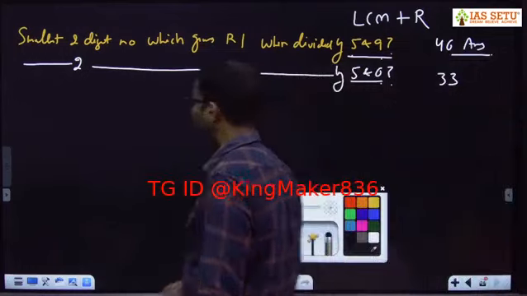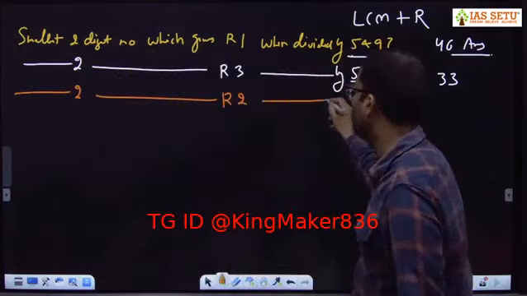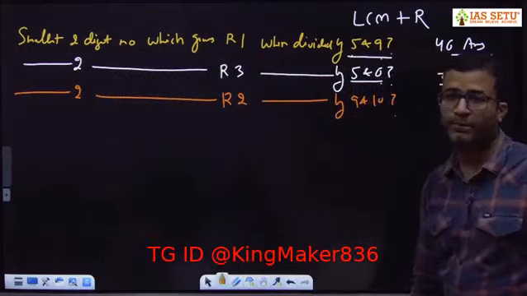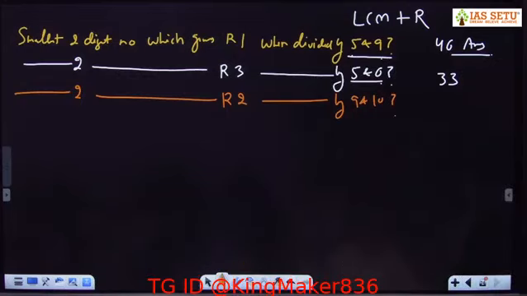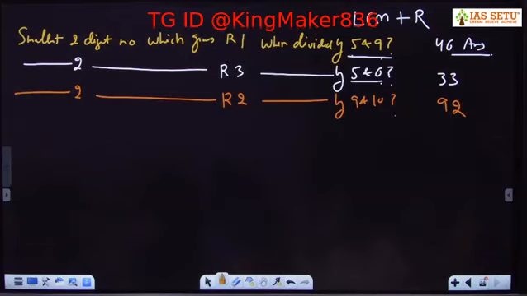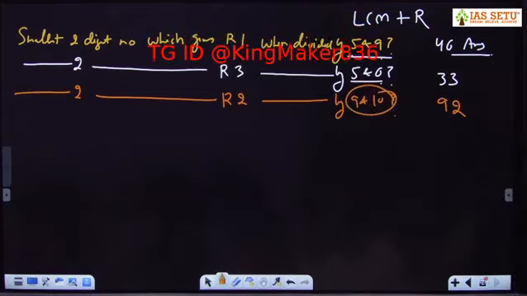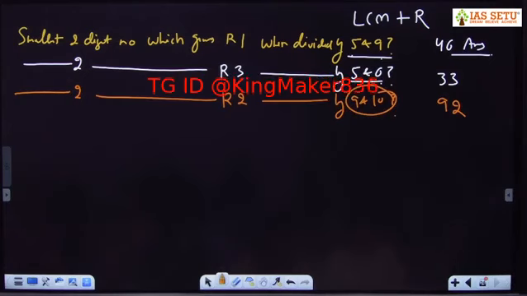Next question. Smallest two-digit number which gives remainder 2 when divided by 9 and 10. What is LCM of 9 and 10? 90, remainder 2. So 92. Your answer is 92. You find LCM of these two divisors and plus remainder. LCM plus R. Try.